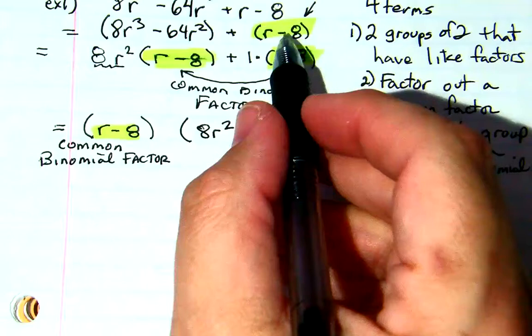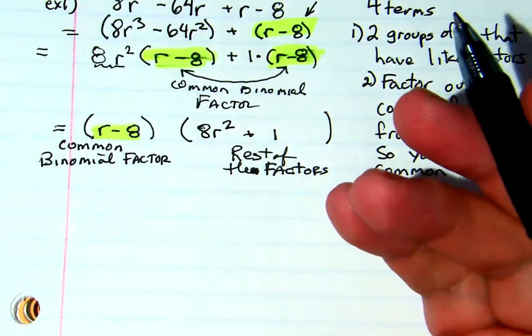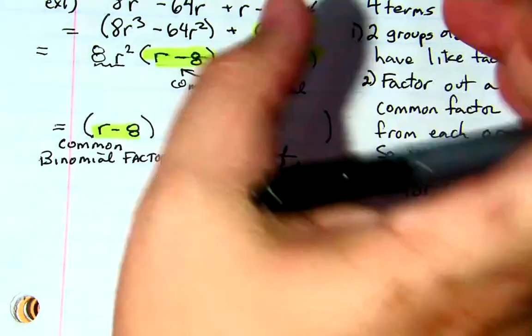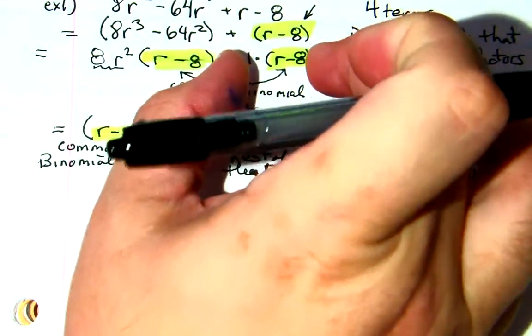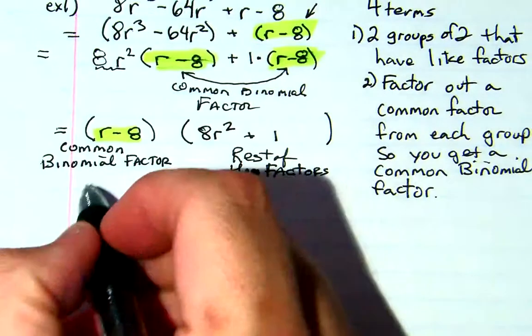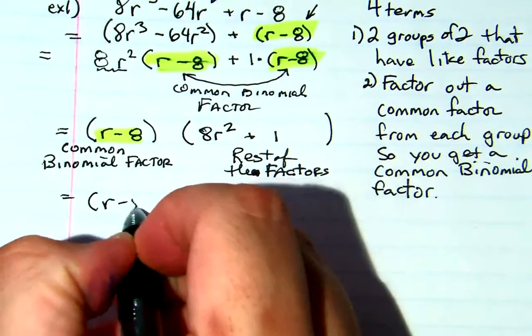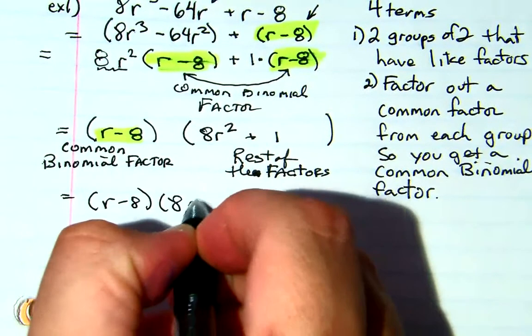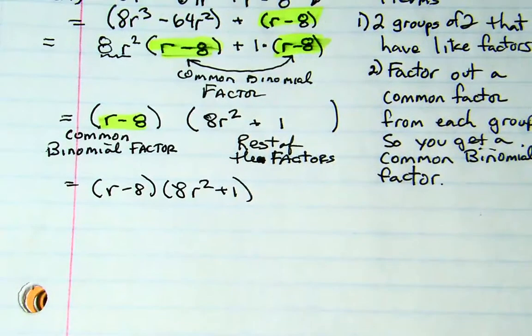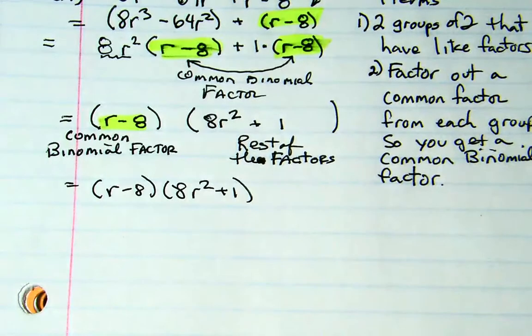Because when it's just r minus 8, we still need something to factor out of there, and it's always going to be the 1. So if r minus 8 is the only thing you need to factor out, it's 1 times r minus 8, so we'll be left with this. So the answer is r minus 8 times 8r squared plus 1. That's your answer. Your whole job is to find that common binomial factor.